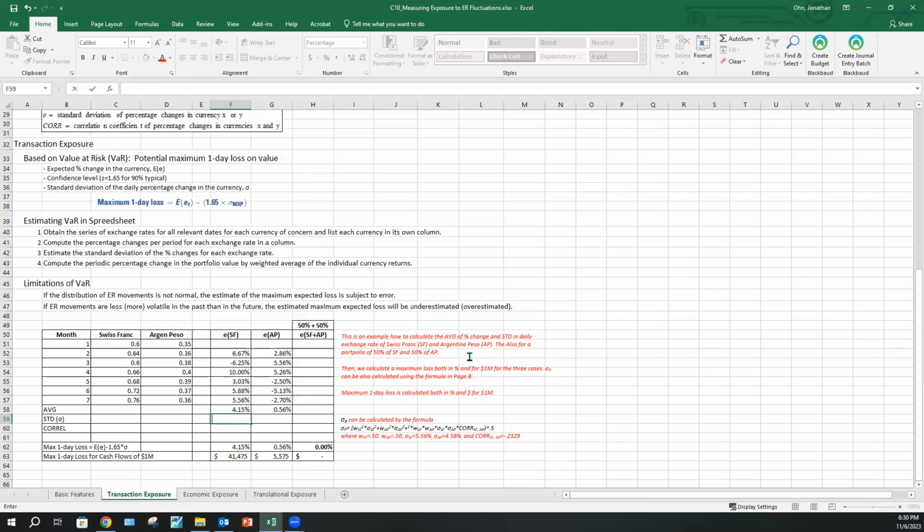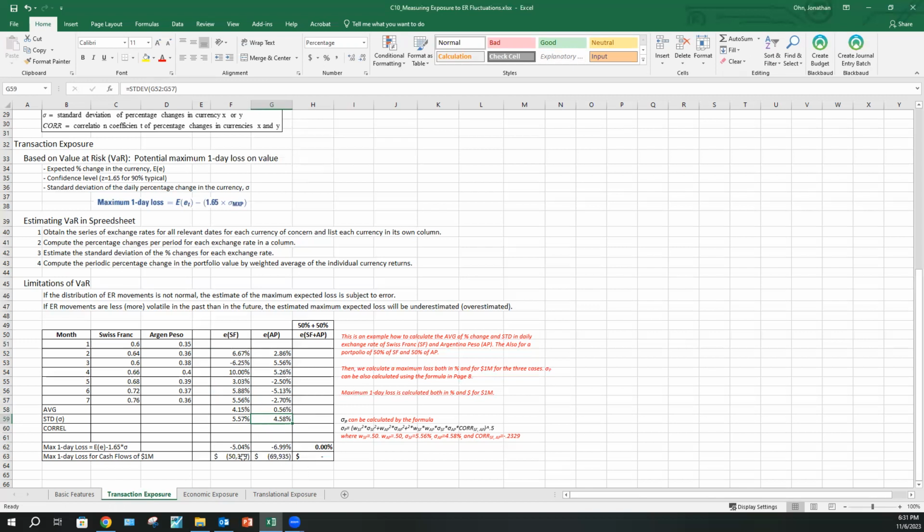So what you do is just STD, standard deviation, right? You highlight the Swiss franc. It is 5.57%. That's the standard deviation for the Swiss franc. Let's copy and paste. See? 4.58%. That is the standard deviation for the Argentina peso. 5.57% is the Swiss franc.